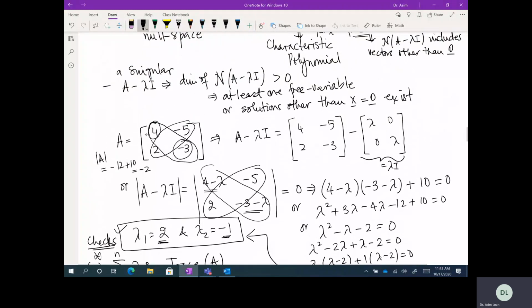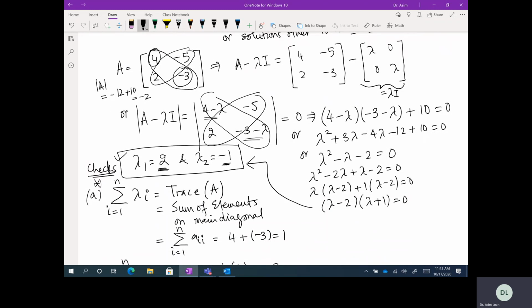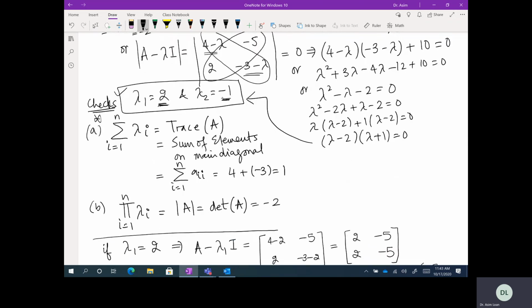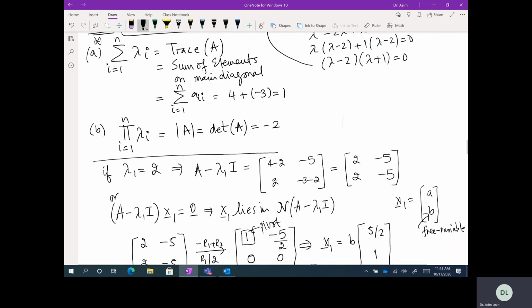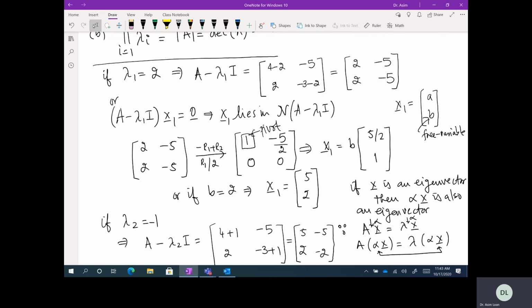So for this matrix, the trace is 4 plus -3, which is 1, and the sum of the eigenvalues, 2 and -1, is 1. The determinant of this matrix is -12 plus 10, which is -2, and the product of these two eigenvalues is also -2. And then we computed the eigenvector for the eigenvalue corresponding to 2.